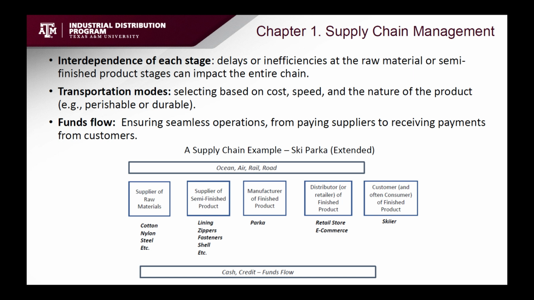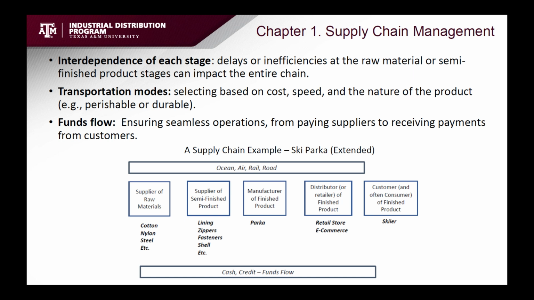All right, so let's extend that picture. There are 3 realities Namias and Olson really hammer on in the textbook. First, interdependence. Every stage depends on every other stage. If the cotton supplier's late, the lining maker's late, the parka manufacturer's late, and the skier shows up to the mountain in November with no jacket to buy, I mean, a delay anywhere ripples through the entire chain. That's why we have to manage the whole thing as one system.